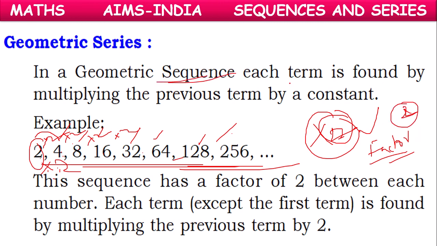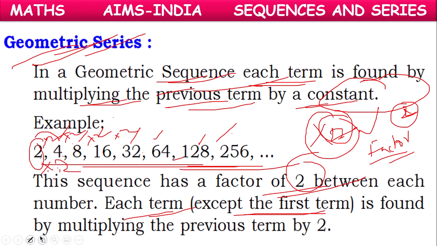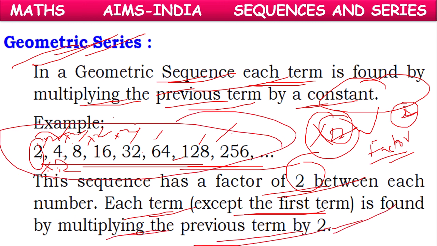So for any sequence, if each term is found by multiplying the previous term by a constant factor, then that sequence is called a geometric sequence, and the sum of the terms in that sequence is called a geometric series. So this sequence has a factor 2 between each number, and each term except the first term is found by multiplying the previous term by 2. So this is an example of geometric series.